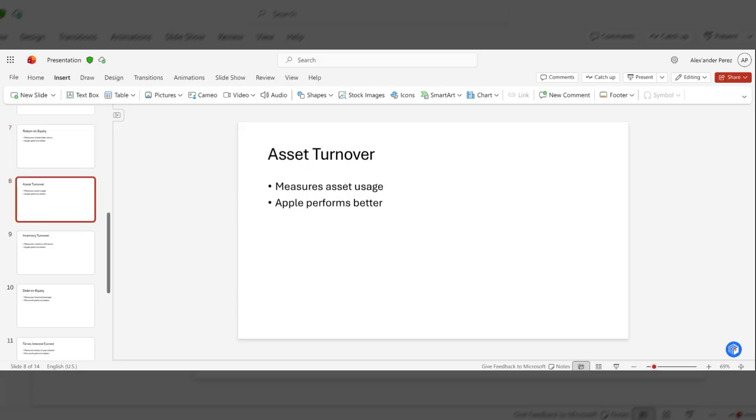Asset turnover. This one measures asset usage, and again, Apple performs better. Asset turnover measures how efficiently assets generate sales, and Apple performs better, meaning it uses its resources more efficiently.